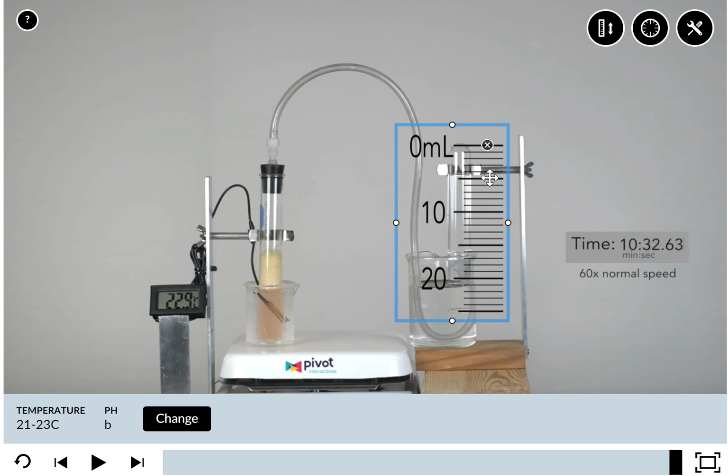It's about 4.5 milliliters of oxygen gas. So that's what I would put into my data table down in the bottom. Okay, so that's one tool that you can use.